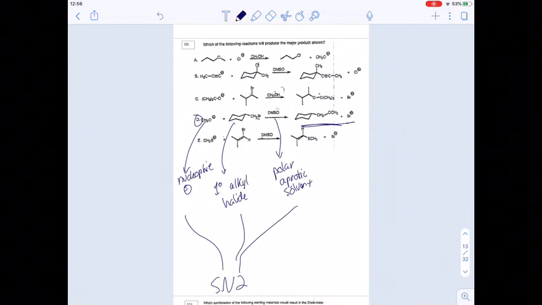So the answer to number 10 is D. All the other ones do not give you the correct product. So hopefully that helped. If anybody wanted any explanations of why the other ones don't give those products, feel free to ask me at any time.